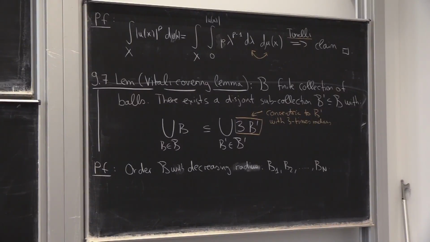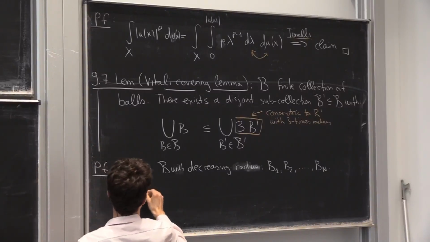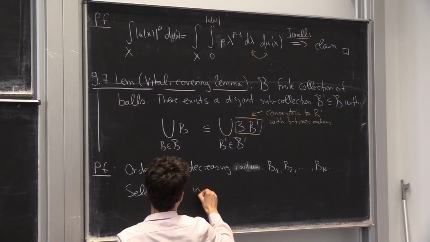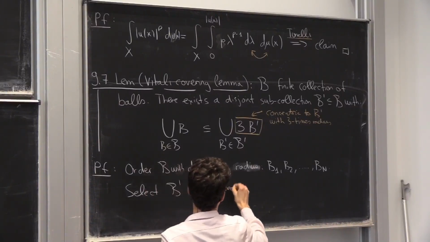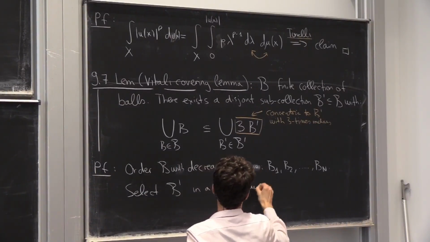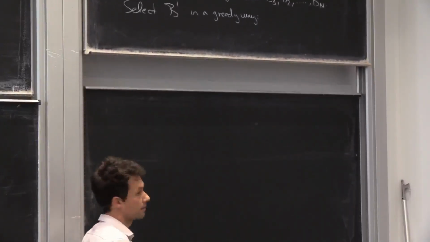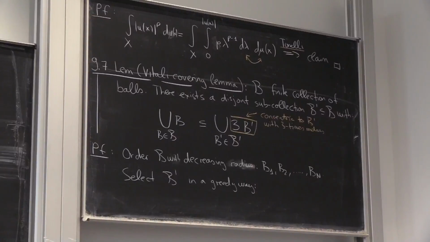Okay, and now I'm going to select the balls for B prime in a greedy way. I just take the largest piece I'm allowed to take every time I have to take something. So the greedy algorithm goes like this.